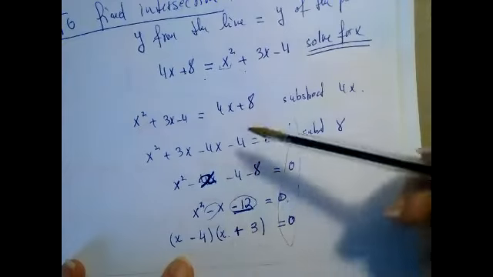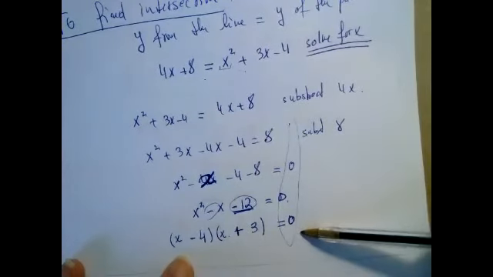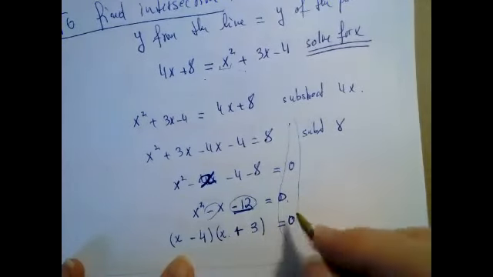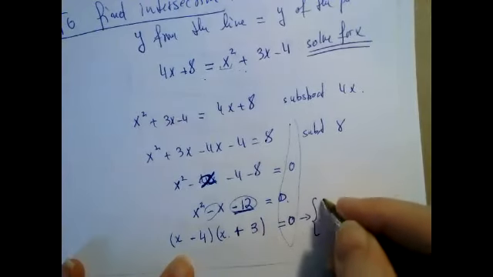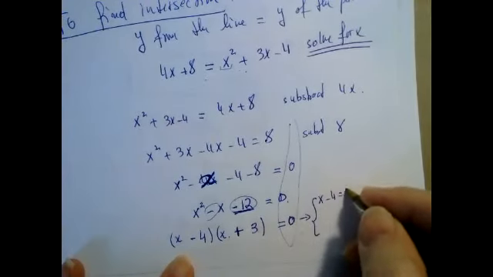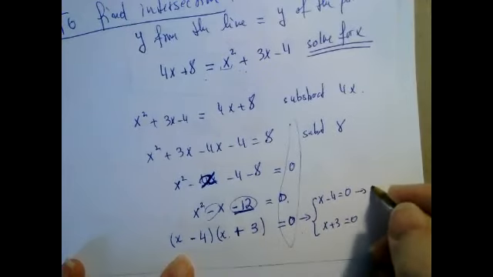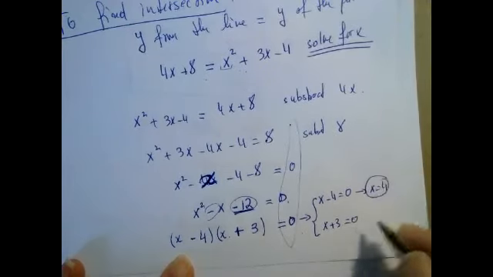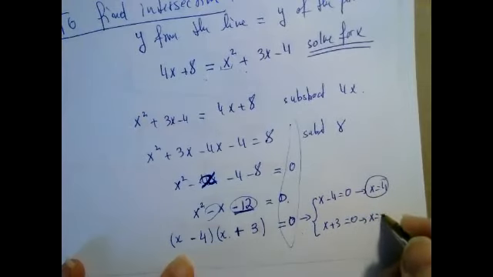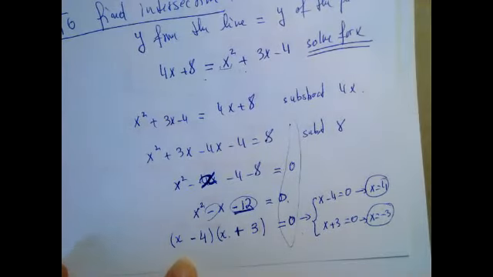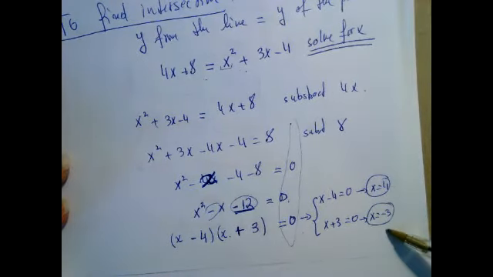Plus 3. Okay, so to solve this equation, we set one side equal to 0 and then we factor. And what does this give me? It means x minus 4 equal to 0, x plus 3 equal to 0. The first one will give me x equal to 4. The second one will give me x equal to minus 3. Okay, so the points are 4 and minus 3.